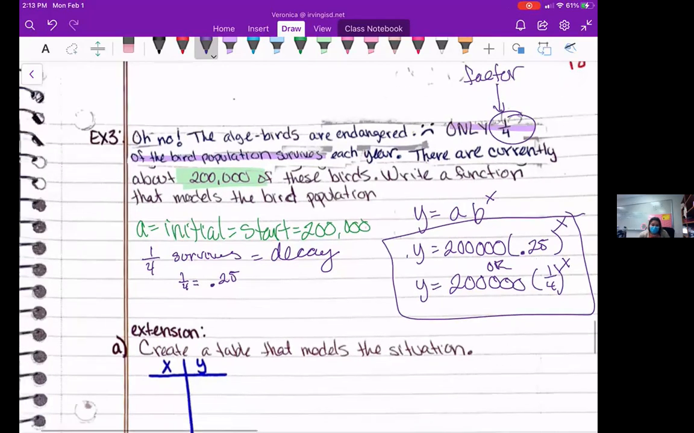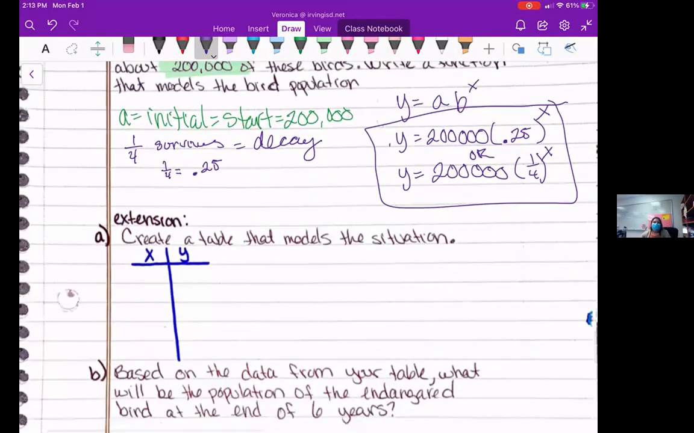Okay, so A, create a table that models the situation. We know that our y-intercept is at 200,000. So that means that we started with this many, so nothing has happened, right? X is years. So after 1 year, we're going to multiply by our factor, which is 1/4. So 200,000 times 1/4 or 0.25 means that after 1 year, we're only going to have 50,000 birds left.